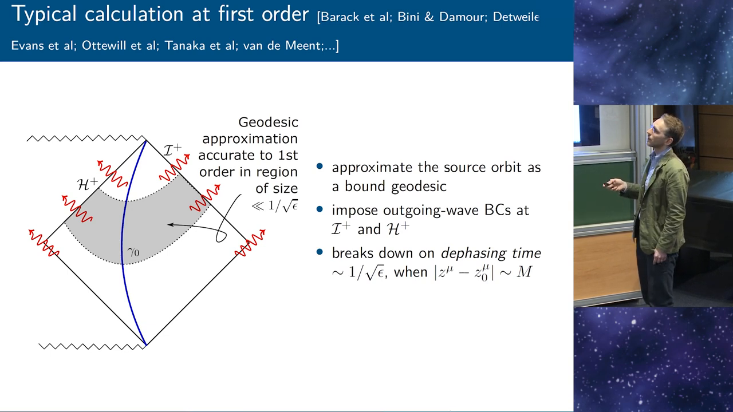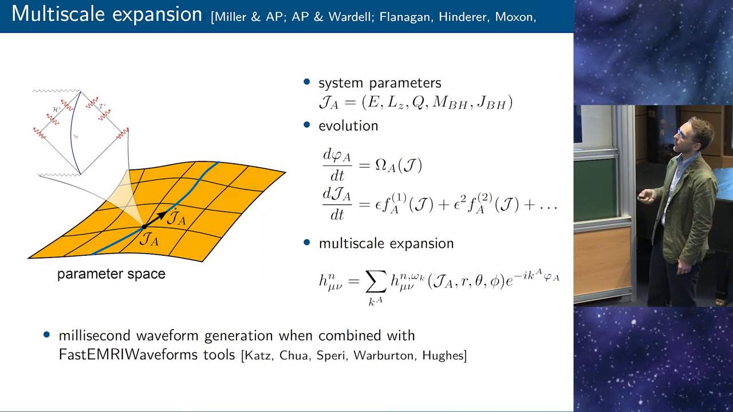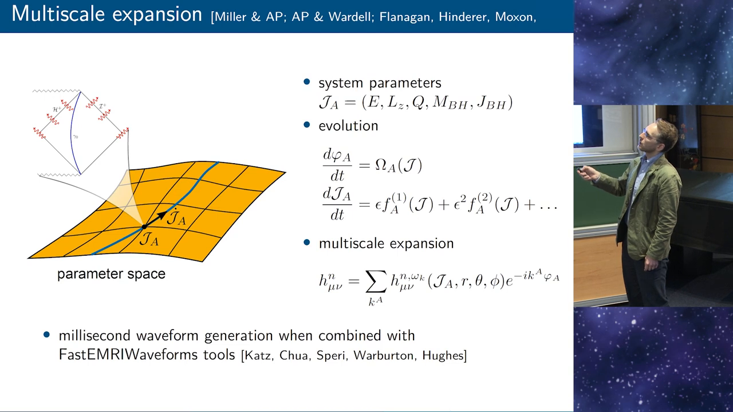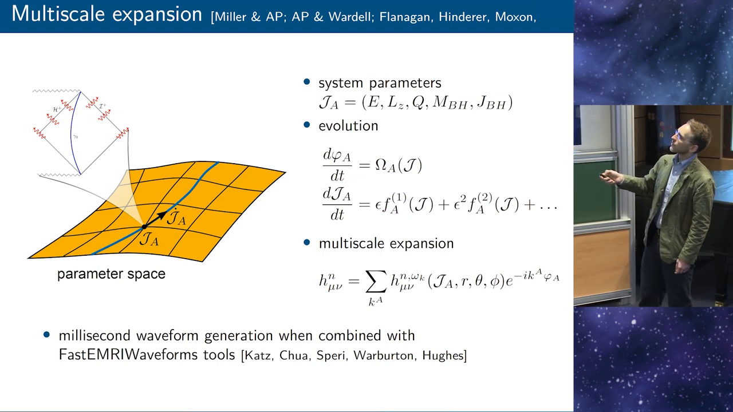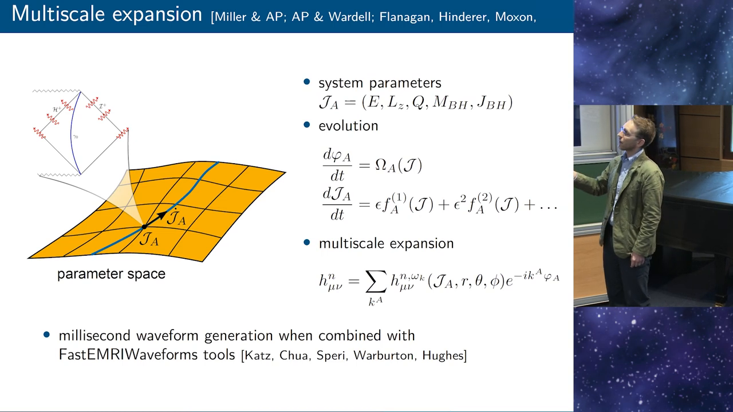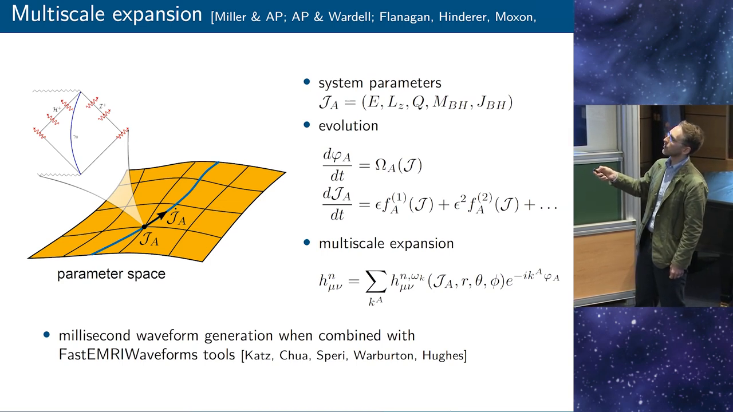So what do we do instead to get accuracy on a long time scale? We use this multi-scale expansion, which builds on work by Hinder and Flanagan for the motion, but now we're dealing with the full Einstein equation, not just the motion. So we have a set of slowly varying parameters, both the parameters of the orbit, but also the parameters of the big black hole. All of these are changing with time. I'll just call this list curly J here. And the rate of change of those orbital parameters and system parameters is slow with time. So you start off with a first order driving force, second order driving force. And these coefficients are only constructed from these system parameters. Then you have still these phases of motion that are varying on the rapid orbital time scale. And you can build this up such that these are still exactly the geodesic frequencies as functions of these slowly evolving system parameters.